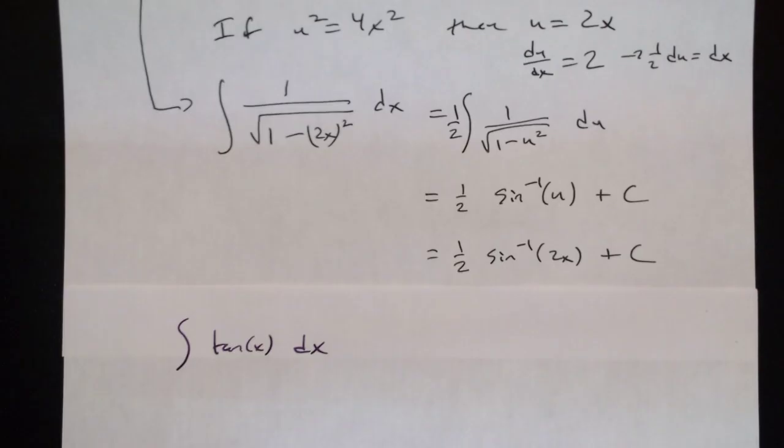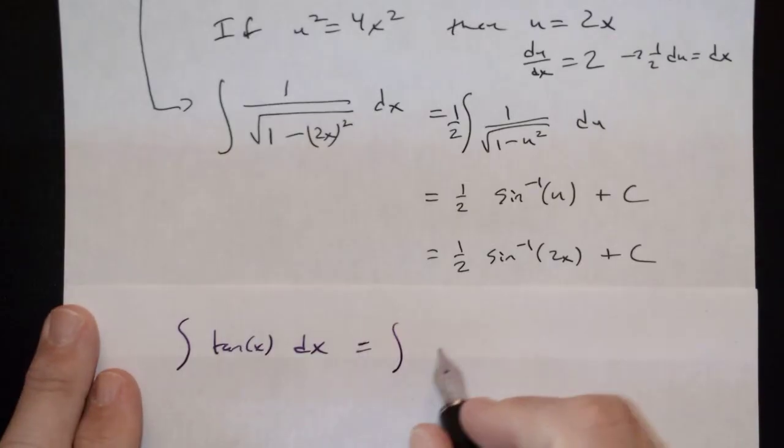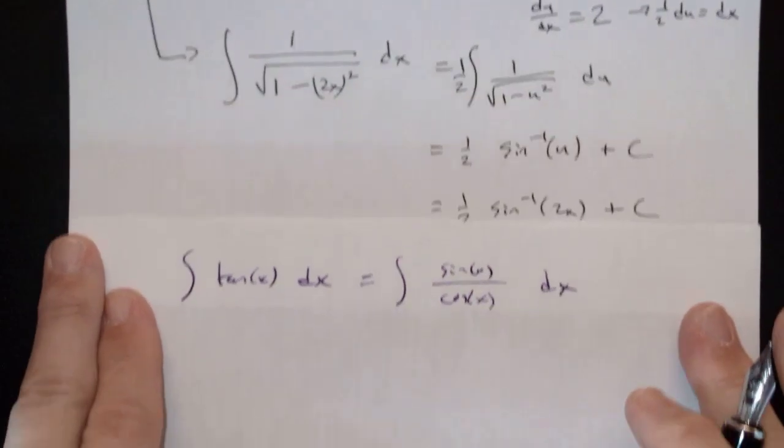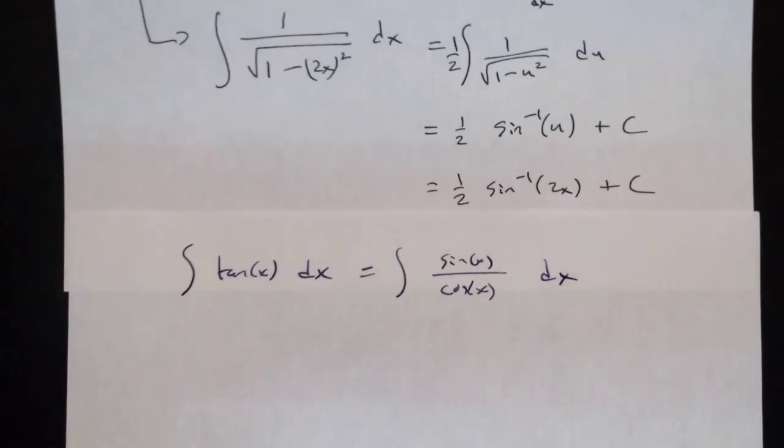Except tangent isn't just tangent. Aha! Tangent is really two other trig functions, and those two happen to be related to each other. The derivative of sine is, and the derivative of cosine is, we have choices. What do you want to use for u versus du?